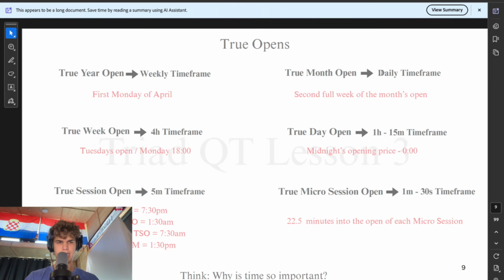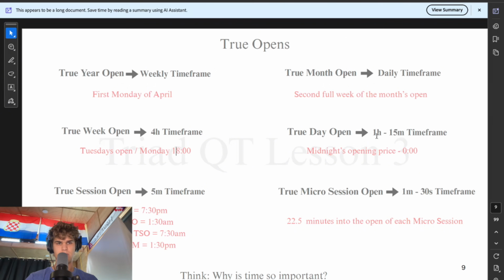True month open, daily time frame. Second full week of the month's open. Now, what we mean by full week is sometimes this second week can be like a holiday week or something like this. Like if there's a holiday in there, it doesn't really count. It gets a little sticky around the holiday weeks. But yeah, second full week of the month's open.